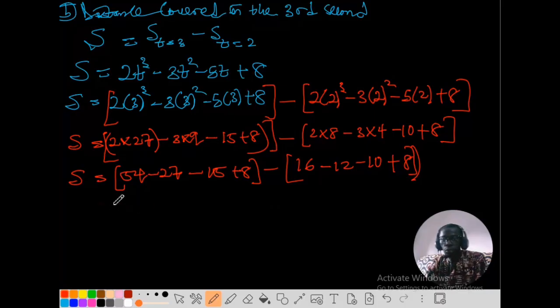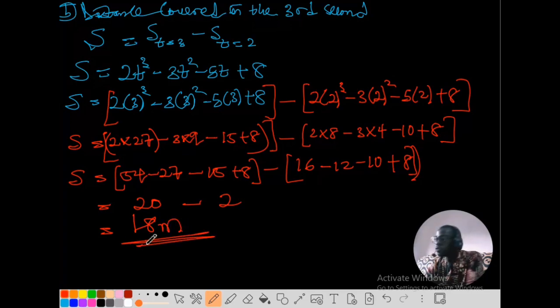That is going to give us, the first part will be 20, then minus it from the second part, 16 minus 12 minus 10 plus 8, and that will give 2. So 20 minus 2 will give 18, and distance is in meters. So the distance covered in the third second is 18 meters. So we've answered the other part of the question.